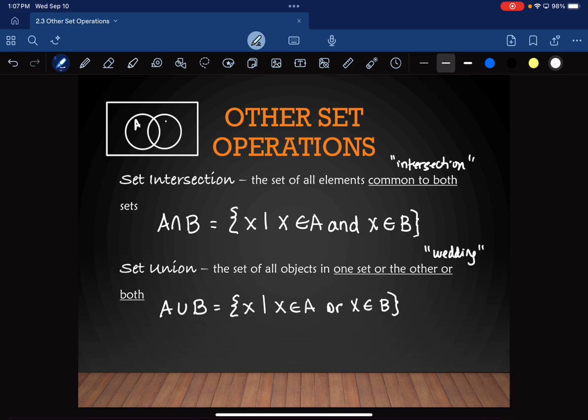So here's A and here's B inside of the universal set. And the intersection is this piece in the middle that's inside of both of the circles at the same time. That's the image for a set intersection.